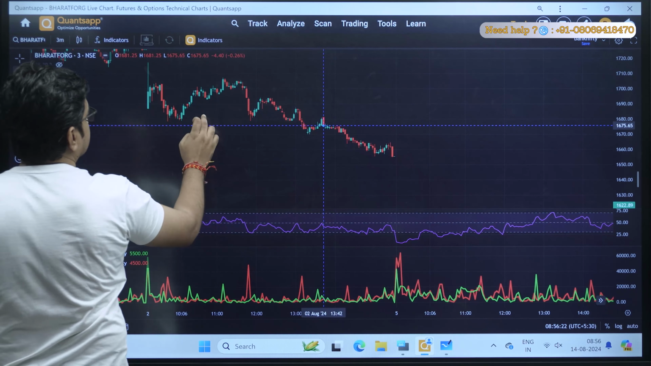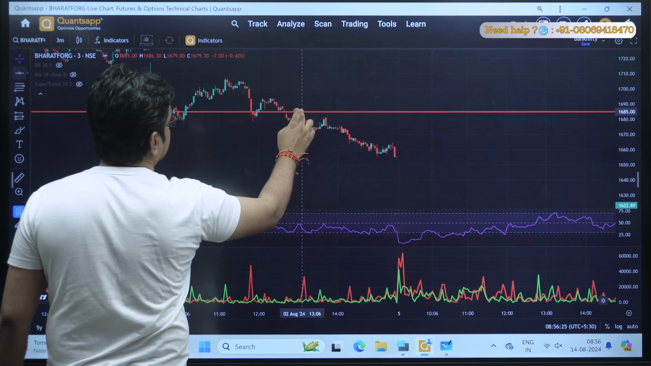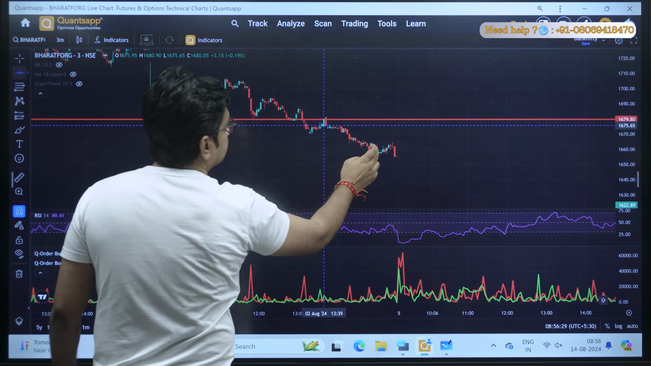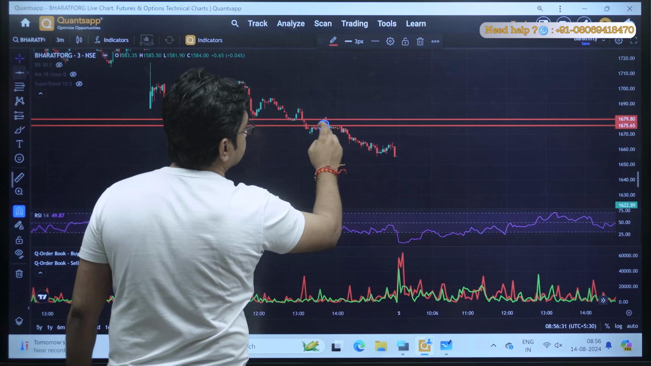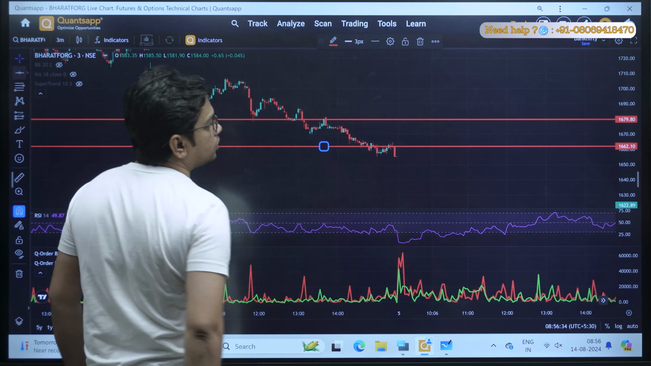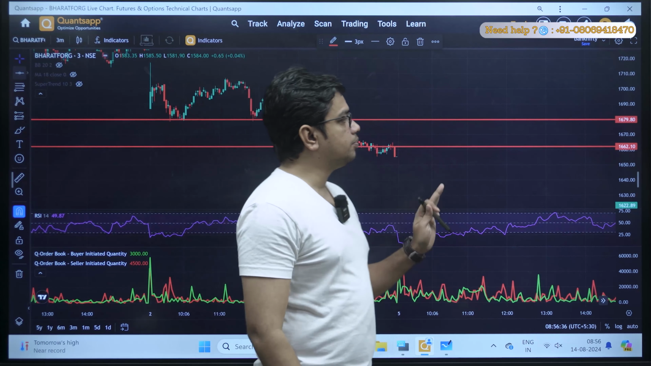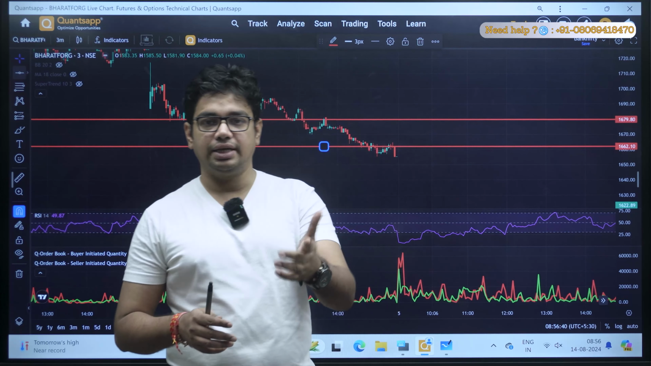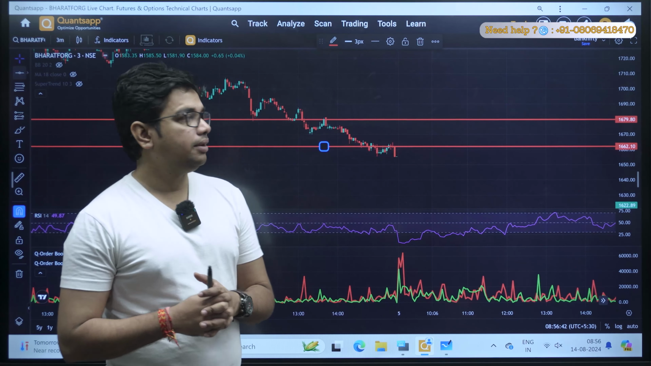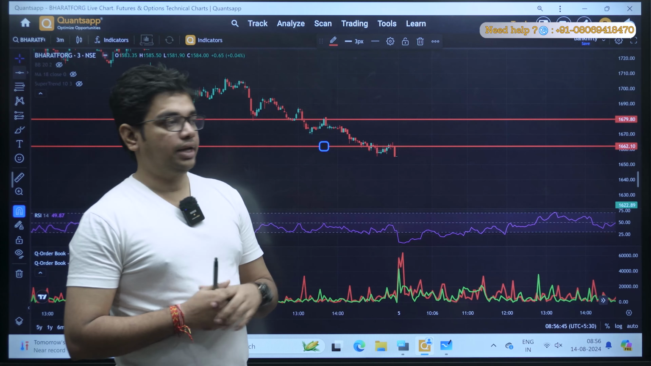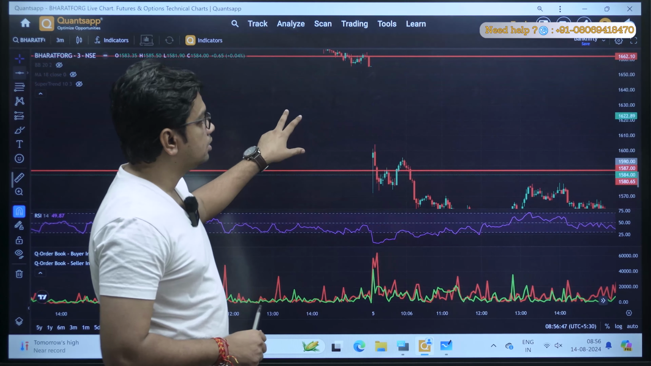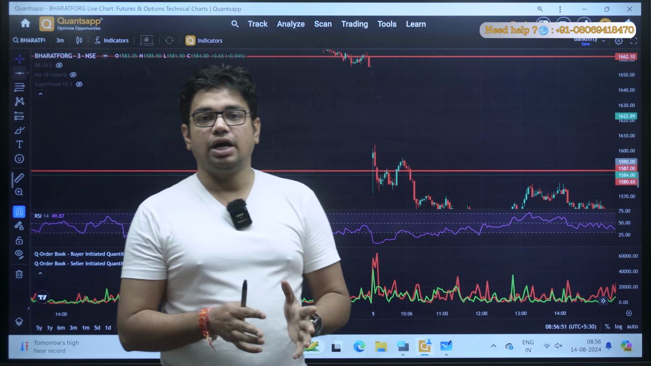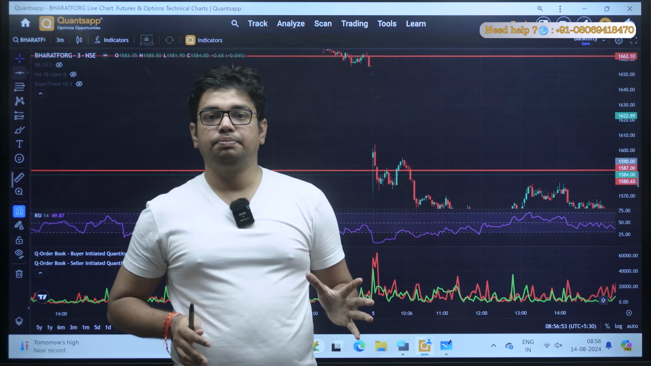This is my resistance, this is my support, and this is where I am going to take the trade. You can see there is a nearly 18 point stop loss, which is fine because it is about 1%. So I can take the trade there, and you can see there was a gap down. It gave me more than what I had expected. So this is how you are going to take the trade using the PCR data.